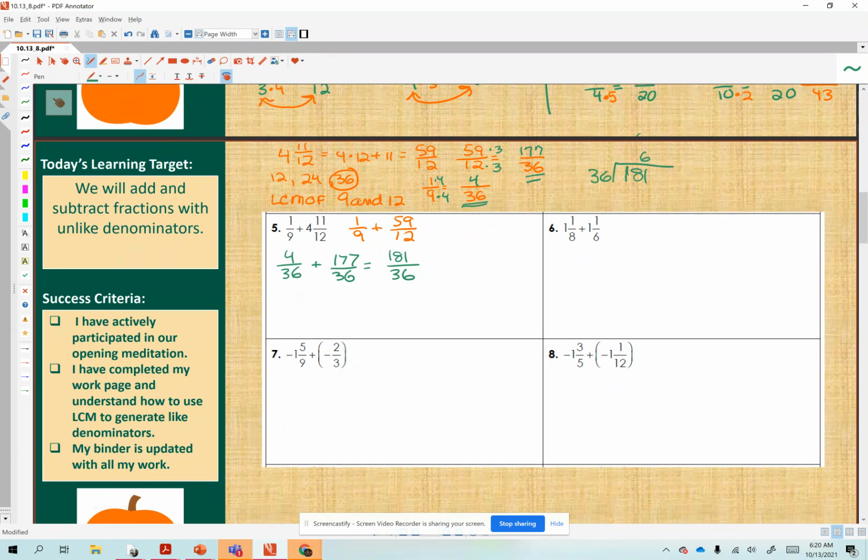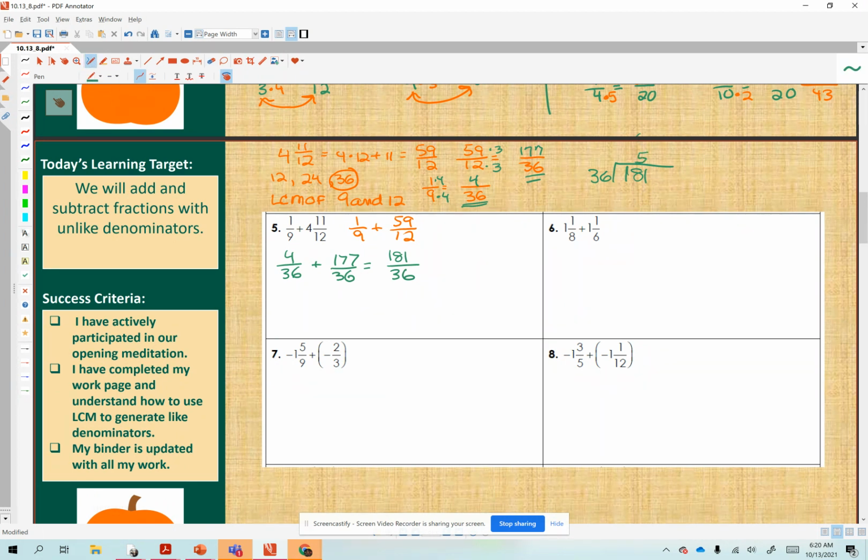Okay, 6 times 6 is 36. Nope, too big. Let's try 5. And this is what division is. It's sometimes guess and check.